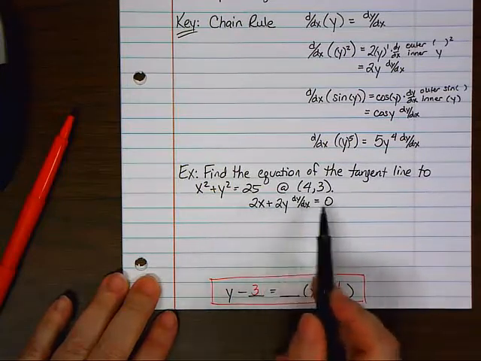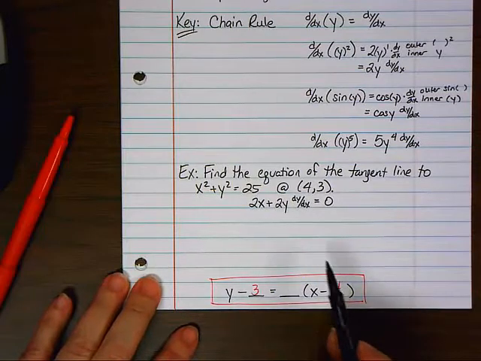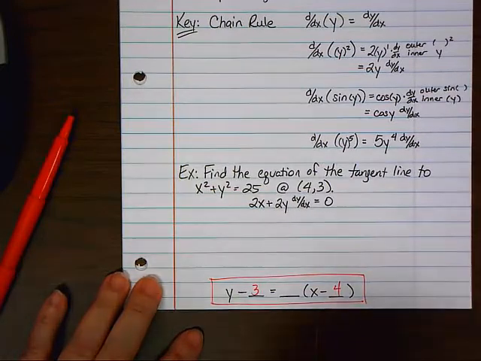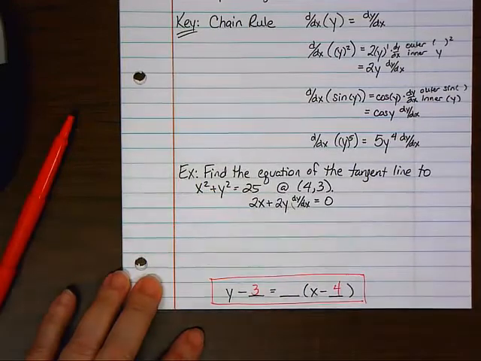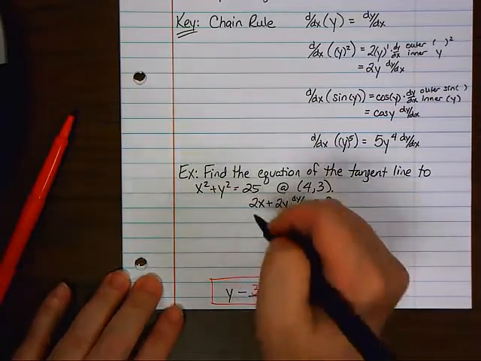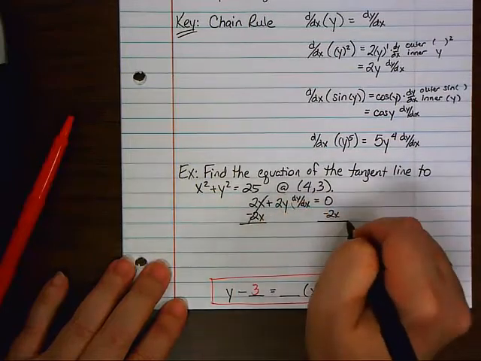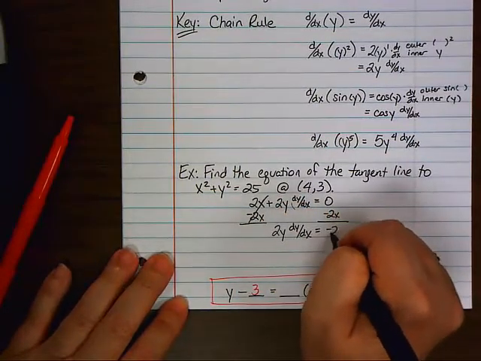Okay, which one of the variables in that problem means the slope? The x, the y, or the dy dx? Dy dx means slope, right? So that's the one we need to solve for. So if I'm solving for this, what needs to move? 2x. So minus 2x from both sides first. 2y dy dx equals negative 2x.